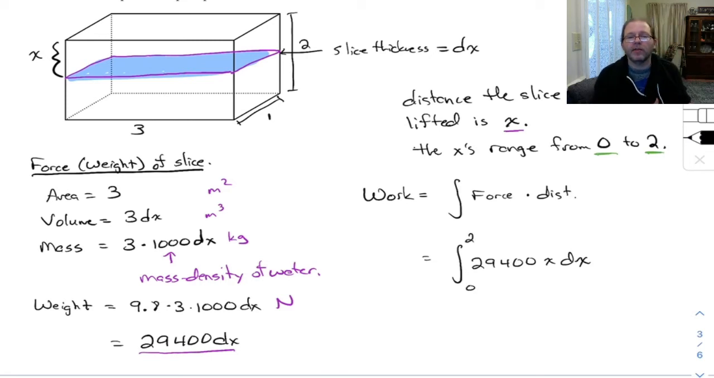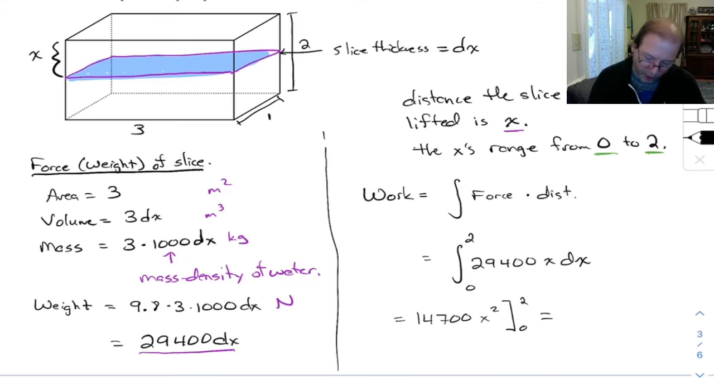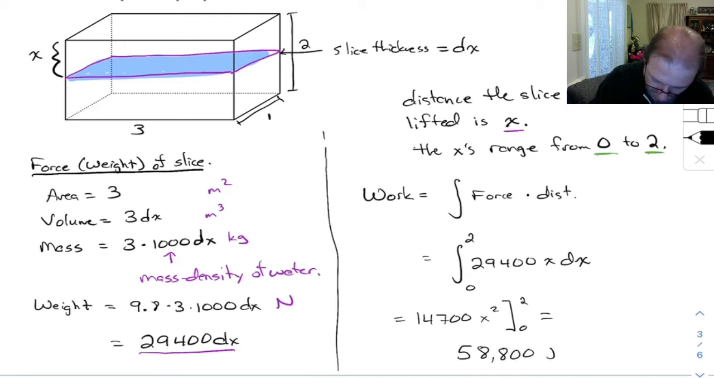So it's just a matter of working out that integral, and that'll be the amount of work required. And this is an easy integral. 29,400, divide that by 2, gives me 14,700 x squared from 0 to 2. So if you plug in the 0 and the 2, you get 14,700 times 4, gives me 58,800 joules.